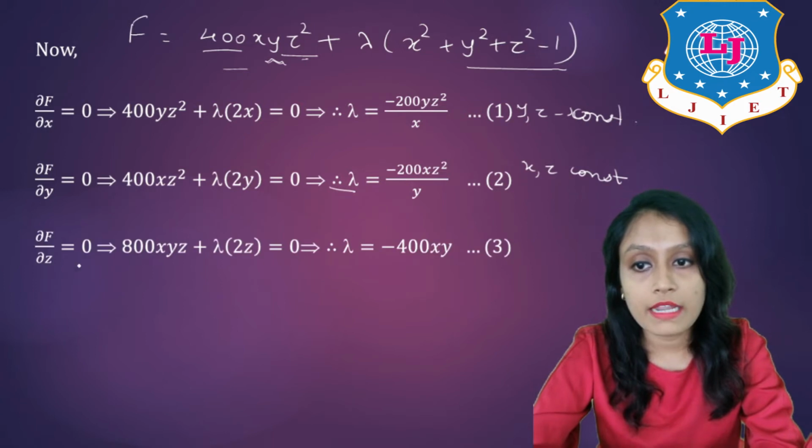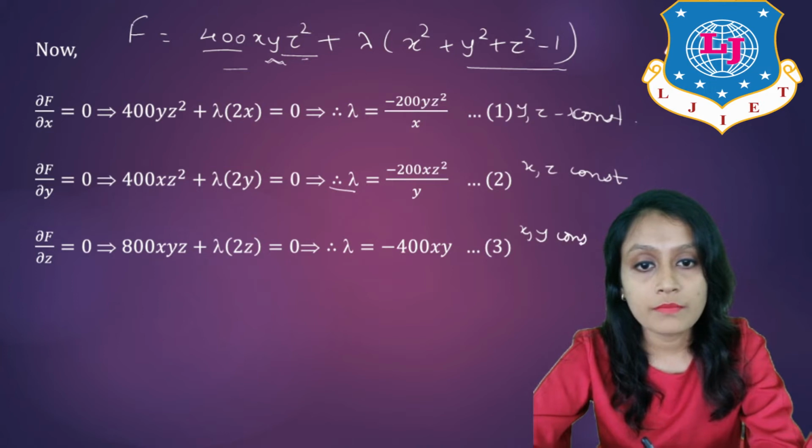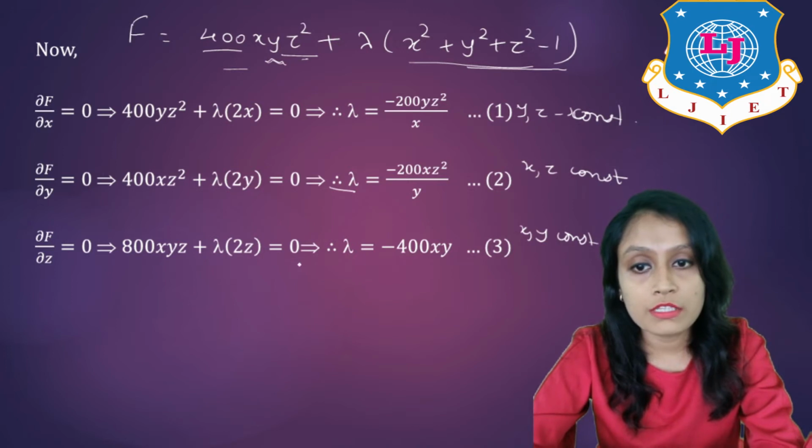Next, del f by del z is equal to 0. Okay, so differentiate f with respect to z and equate it to 0, right? So here x and y will remain constant. Okay, so this 400 xy will remain constant. Derivative of z square is 2z. So here we have 800 xyz plus lambda into 2z. So you will get 2z equals to 0. Make lambda as a subject. So you will get minus 400 xy. Give it number 3.